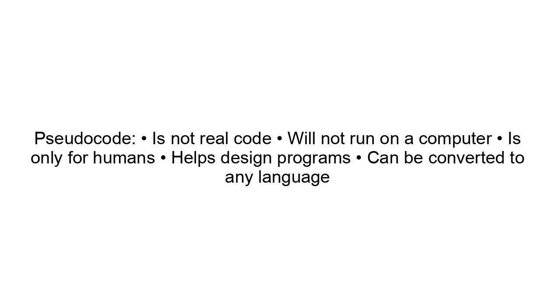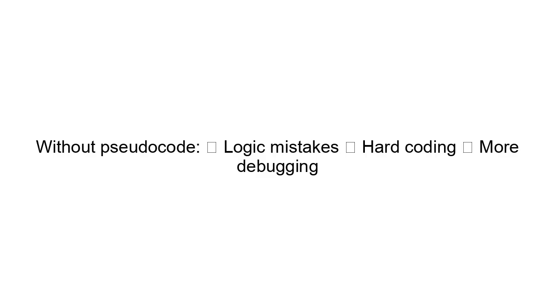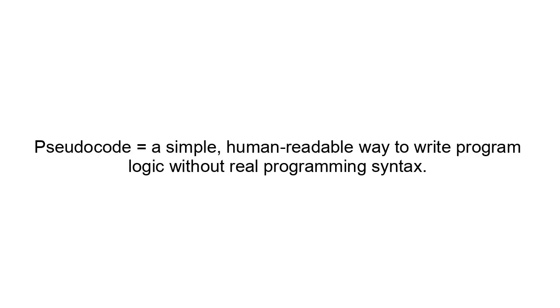Important point: pseudocode is not real code. It will not run on a computer. It is only for humans. It helps design programs and can be converted to any language. Without pseudocode, there are logic mistakes, hard coding, and more debugging. Simple definition: pseudocode equals a simple, human-readable way to write program logic without real programming syntax.